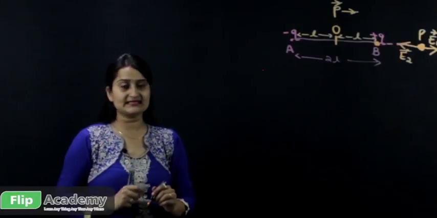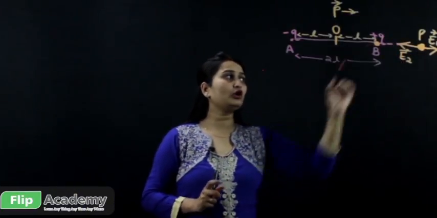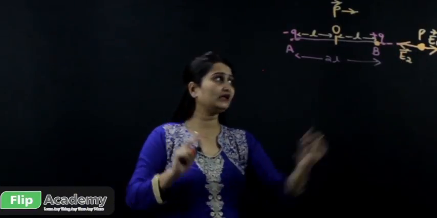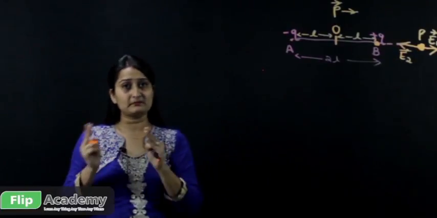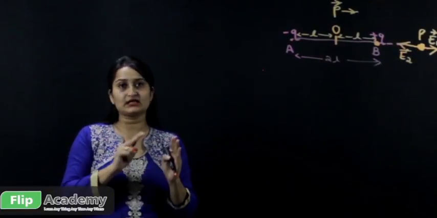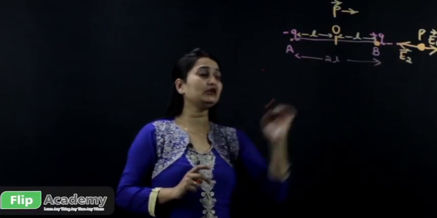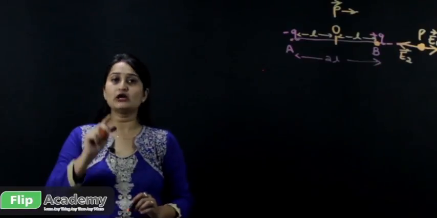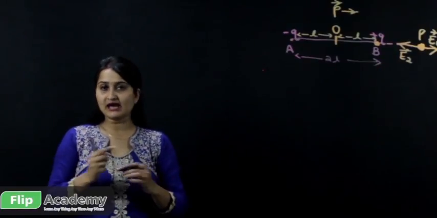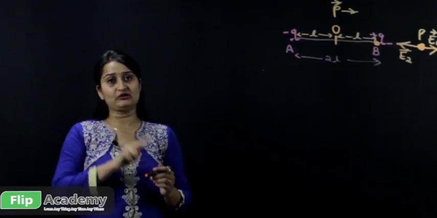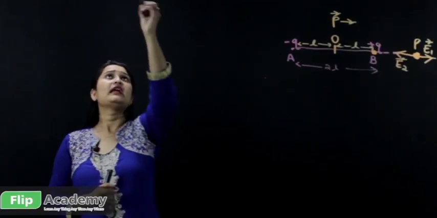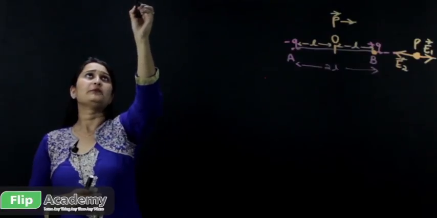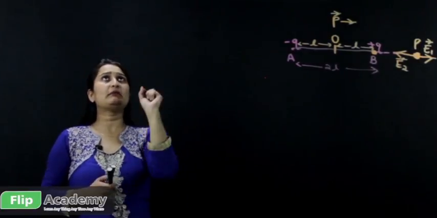So now you can see that at point P we got two electric fields. One is E1, produced by the charge plus q. Second is E2, produced by the charge minus q. Now we have to find the two electric field intensities. First, let's start with E1. In the case of E1, I am talking about the magnitude.